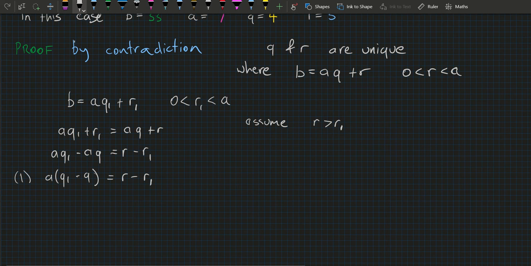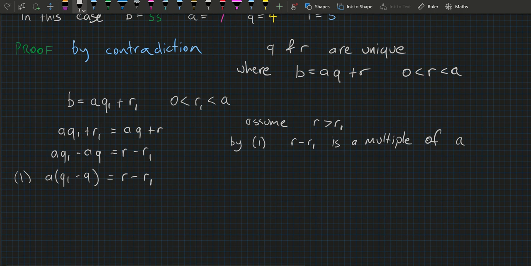We'll call this equation 1 so you know what I'm talking about. So by 1, R minus R1 is a multiple of A. Now, that doesn't make sense because R is between 0 and A, and so is R1.